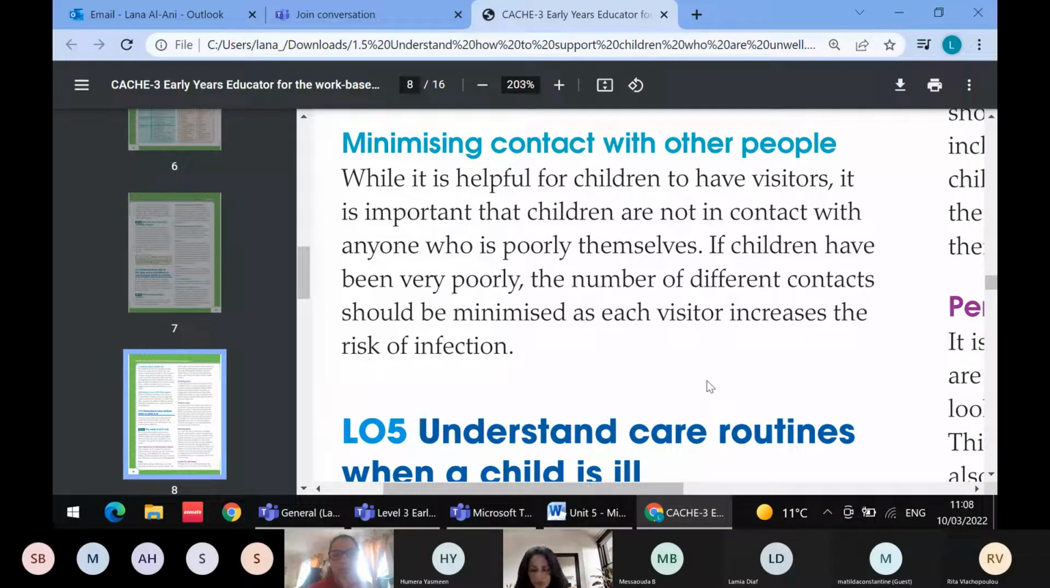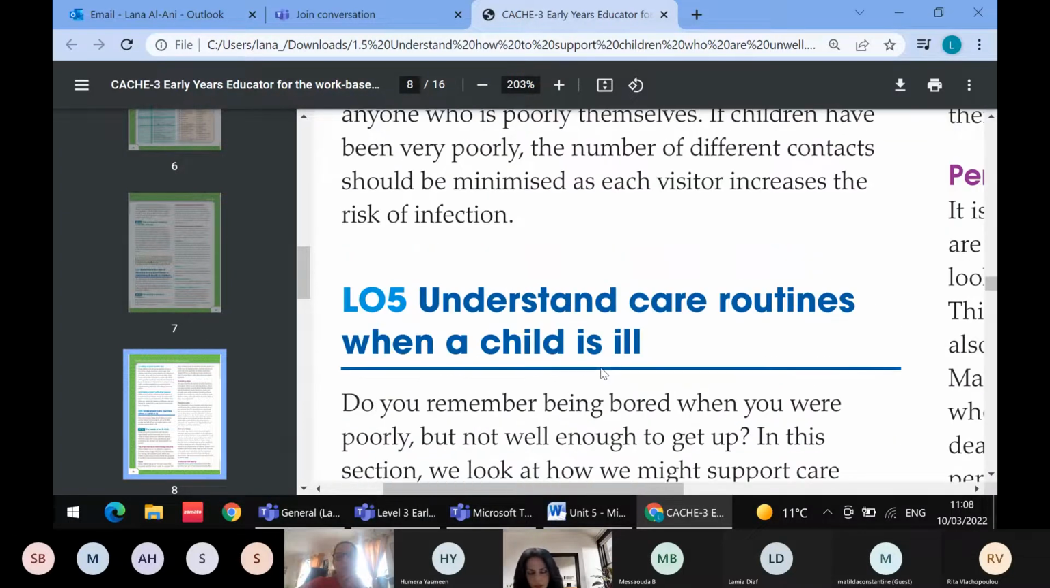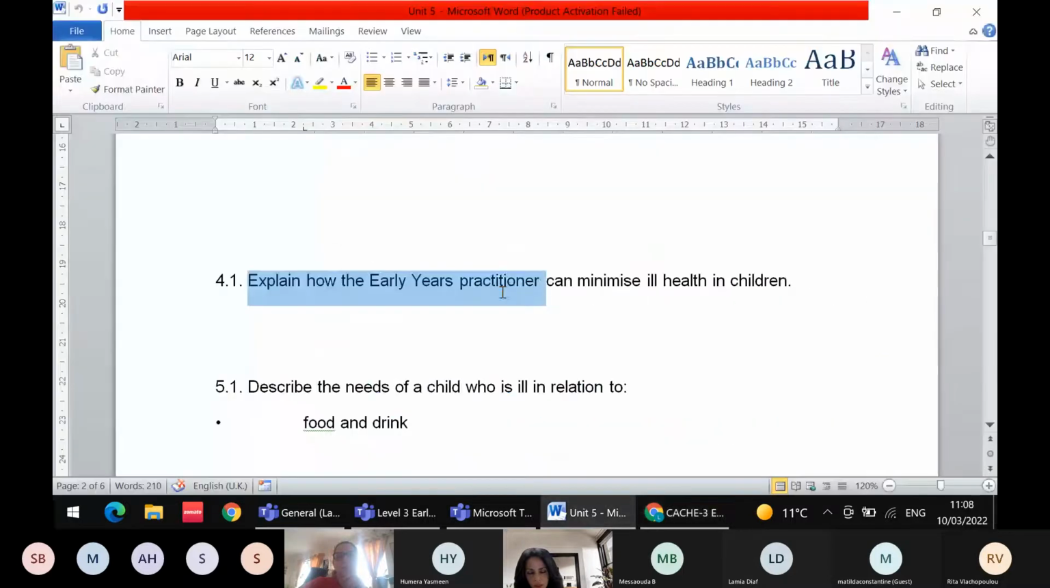Yes? This is all to avoid infection. So any child who's ill, we make sure they are a little bit separated from other children to avoid infection. So this is to answer question 4.1. Explain how early years practitioner can minimize ill health in children.